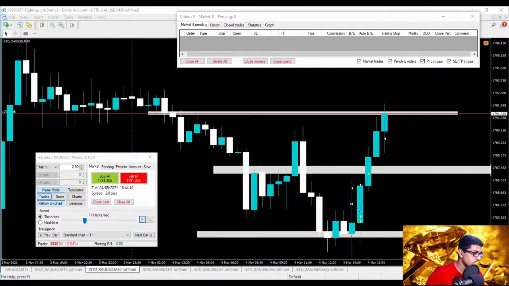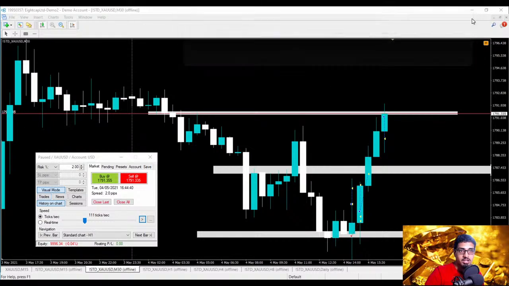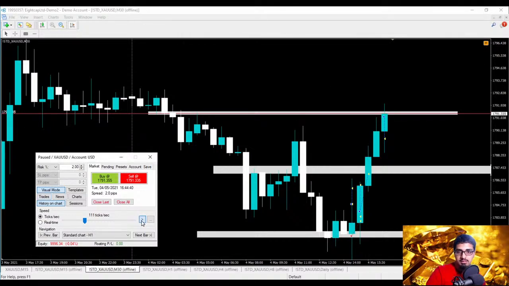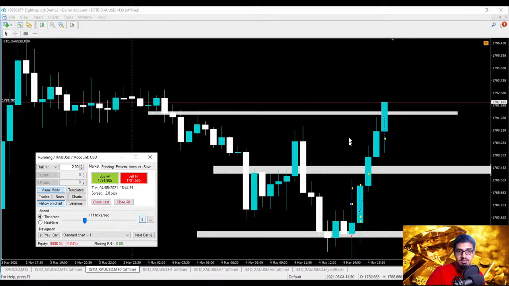So just because we've already lost, I'm not going to take another trade. But let's see how this plays out. I do want to see this move up.